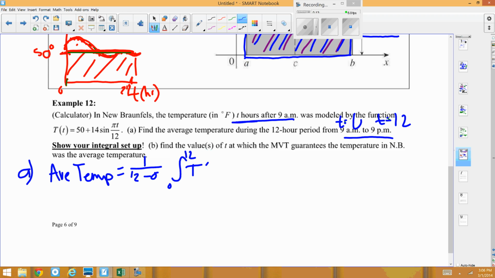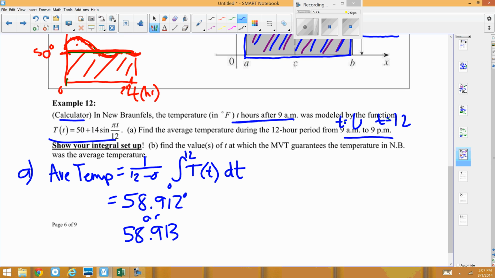And because it's labeled already, I'm just going to go ahead and write the function in. If it's labeled, and if you have a calculator, you're probably going to put that right into your calculator, especially if there's more than one part. And so just type it into your calculator, and you're going to get either 58.912, or it depends if you round it, 913. Either way, degrees Fahrenheit. You should always label when you have word problems. So there you go. The average temperature in this problem would be 58.912.